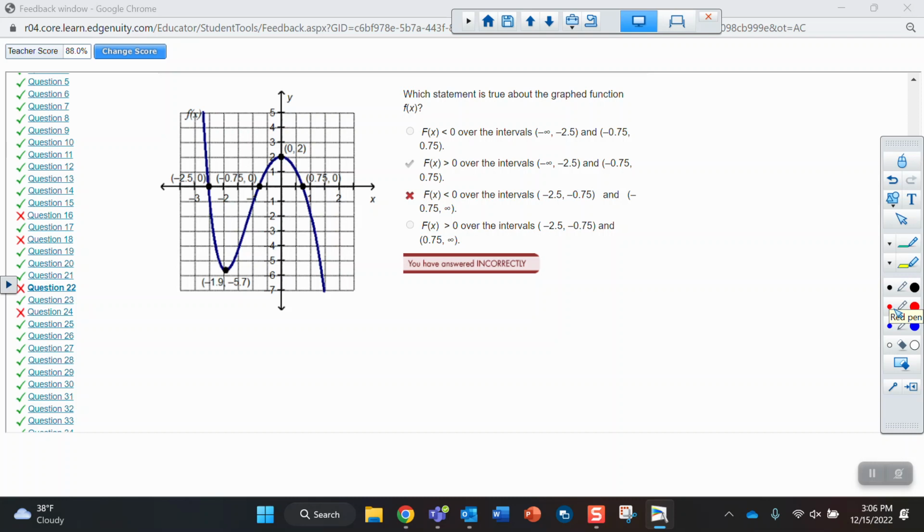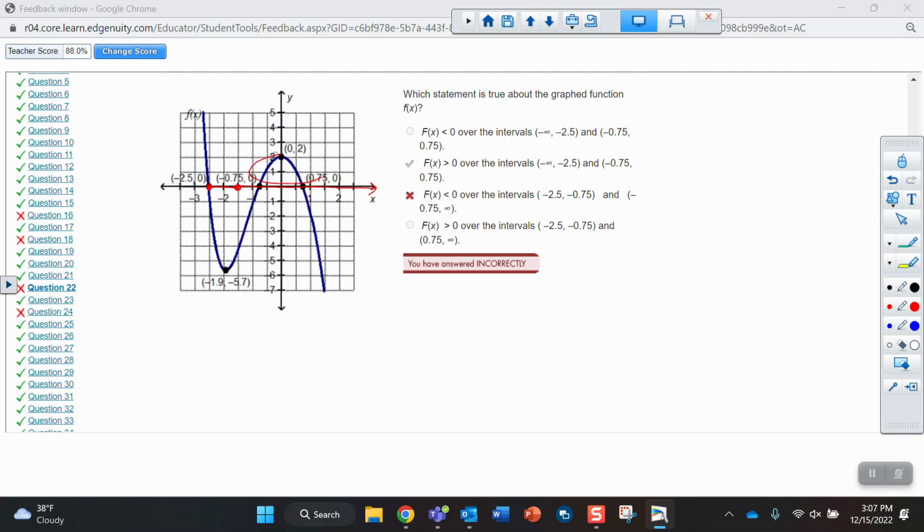Question 22 just asks which statement is true. And so you selected for the function when it's less than 0 over those, you selected that the function is less than 0 between negative 2.5 and negative 0.75, so in between here, and also from negative 0.5 all the way to positive infinity. So that would be all the way this way forever.